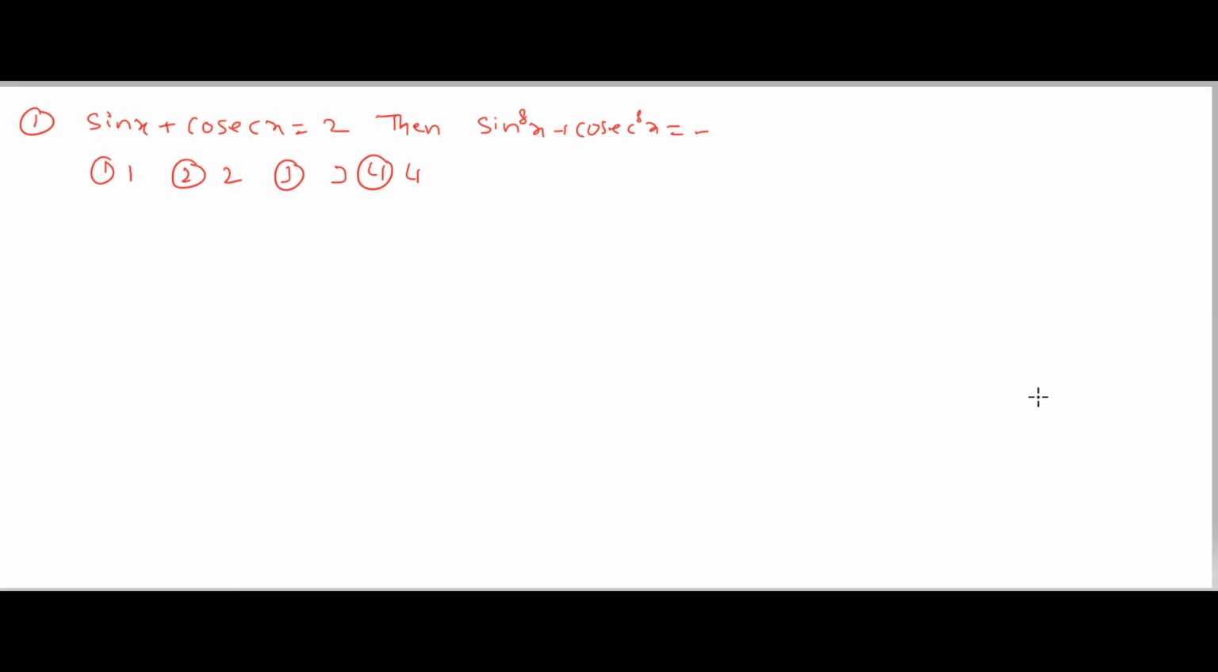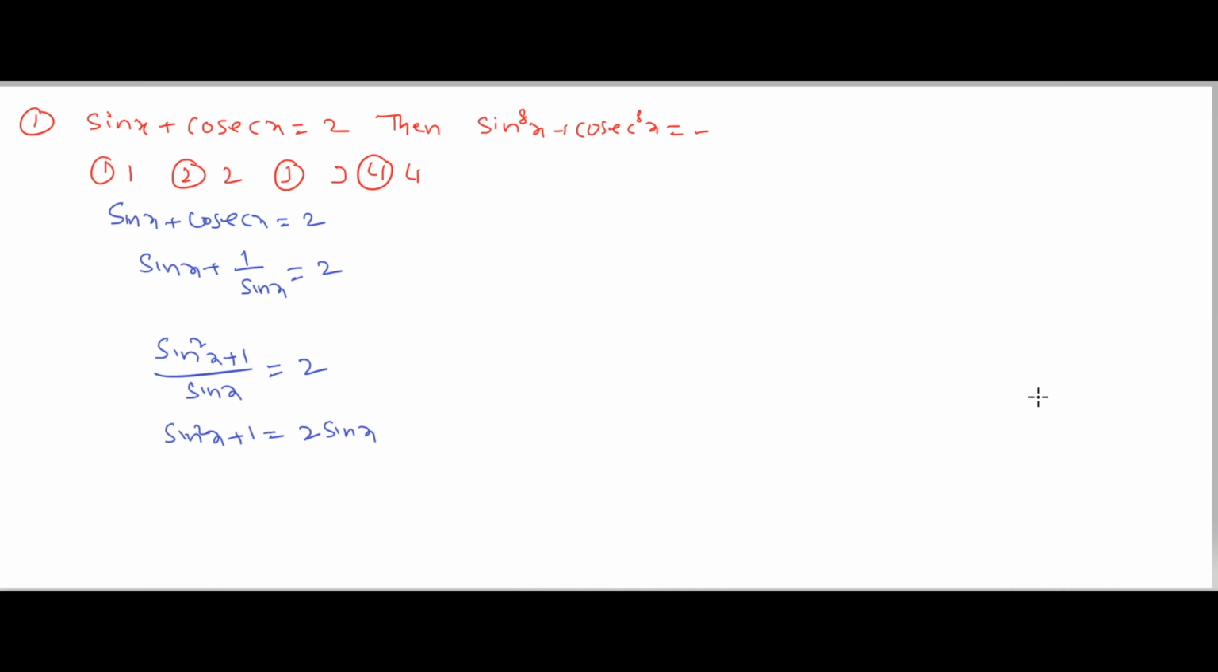That is the answer. Here it is given sin x plus cosec x is equal to 2. Then the value of sin power 8x plus cosec power 8x is dash. This is written as sin x plus 1 by sin x is equal to 2. Take LCM: sin square x plus 1 by sin x is equal to 2. Sin square x plus 1 is equal to 2 sin x. This is sin square x minus 2 sin x plus 1 is equal to 0.